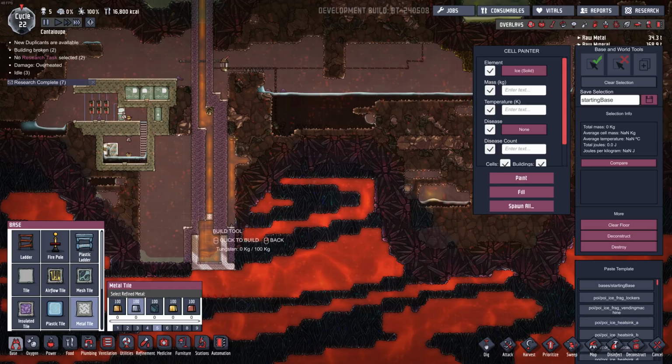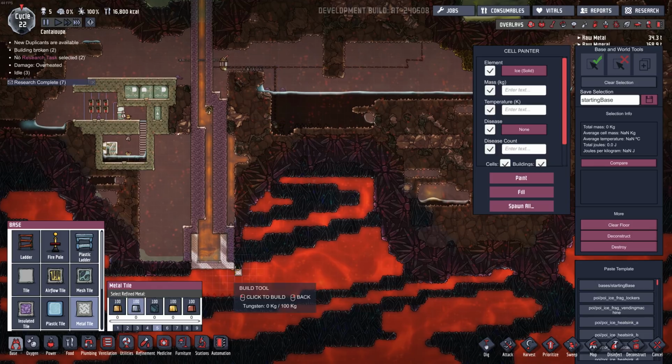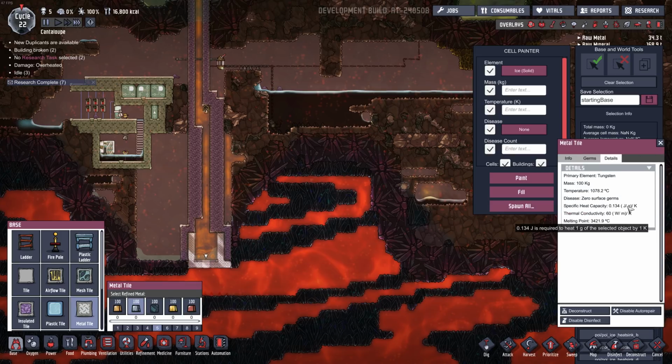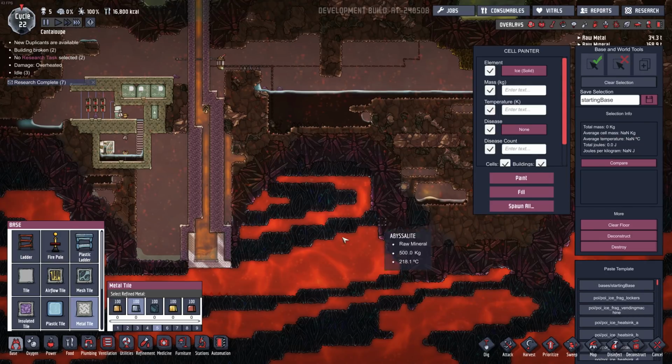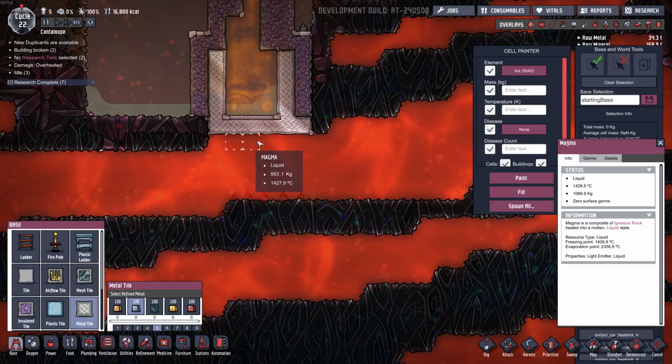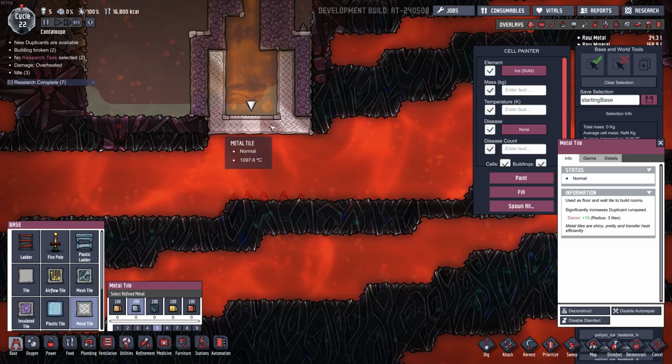So if we make a tungsten tile, actually I've made a few here, and we look at the properties, we can see the melting point of tungsten is 3421 Celsius. So what I've done here is I've made a little wall that's flush with the magma, so it won't melt because it has a really high melting temperature, and it also conducts the heat really well.